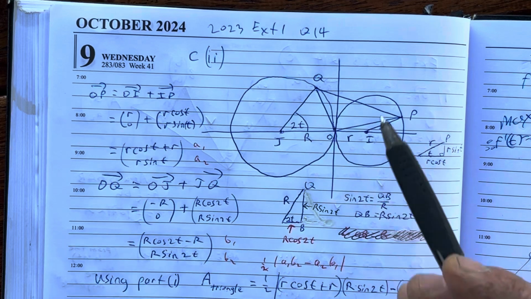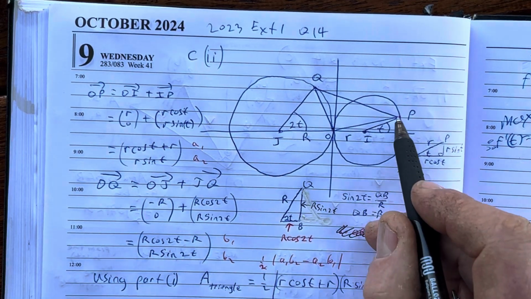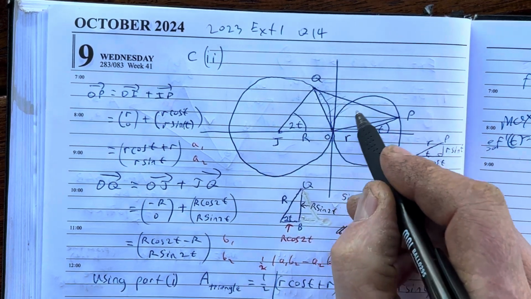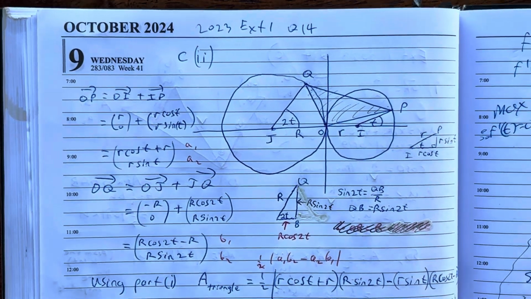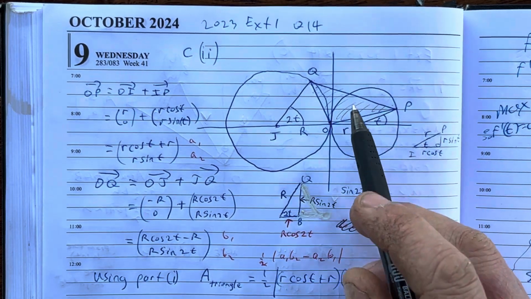So you've got these two circles, which has got double the radius on this one, or double the angle, I should say, on this one. And you want to know what this area is as a maximum. You want to know what does T equal for this to be a maximum.